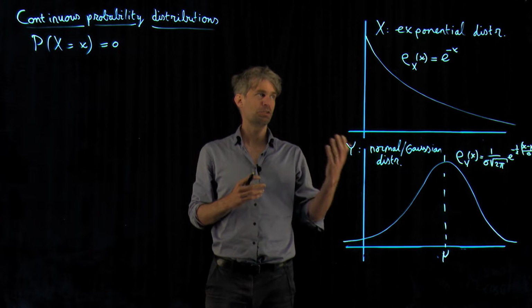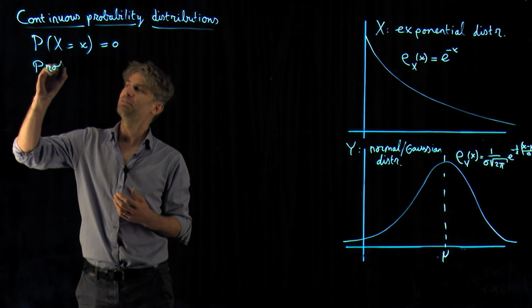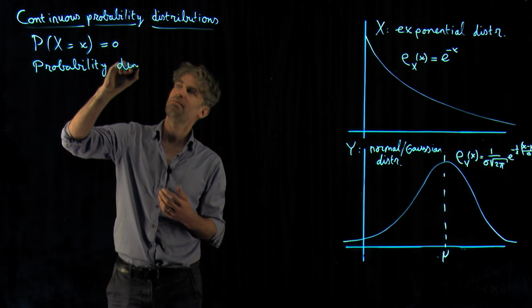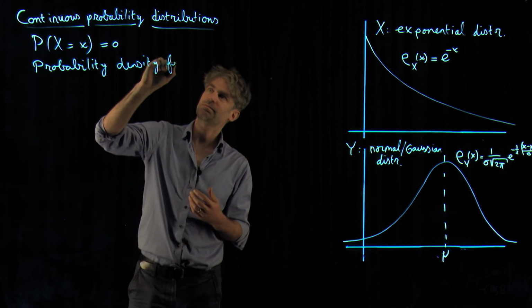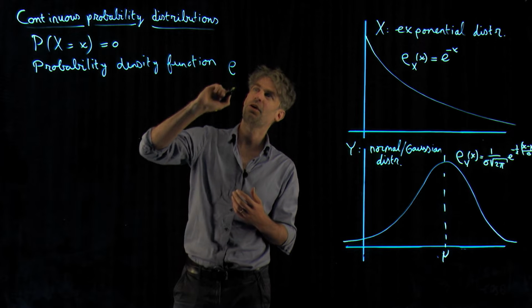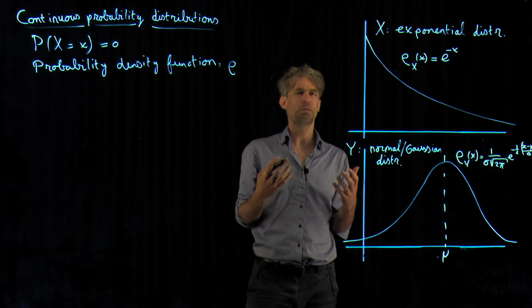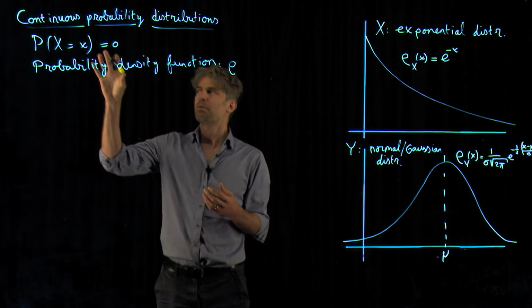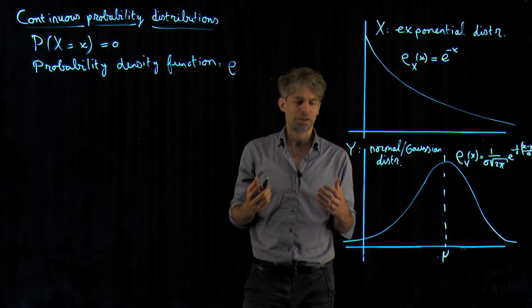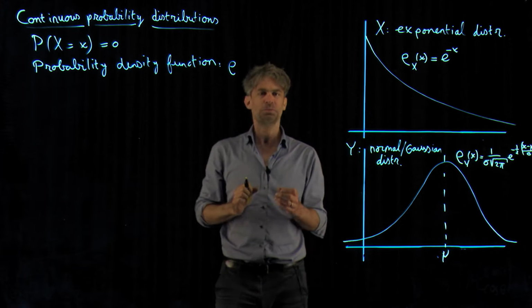Instead, it's what is called a probability density function, and it's usually denoted by a rho. And using these functions, you can compute probabilities, but they will not be probabilities for a certain specific outcome, but more likely for a range of possible outcomes. So, well, let's zoom into this example.